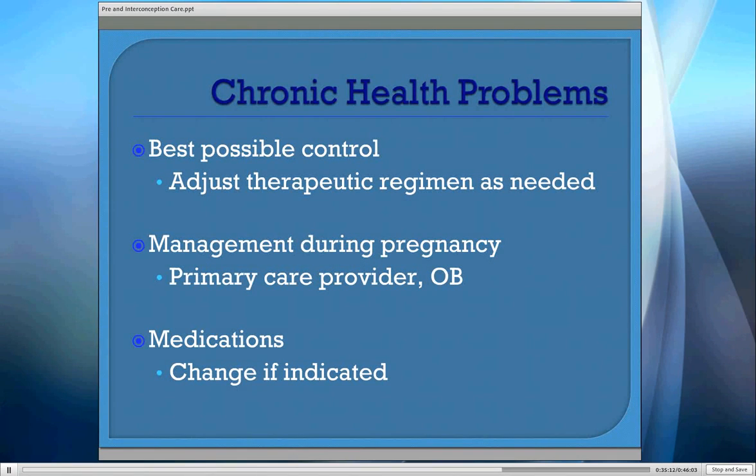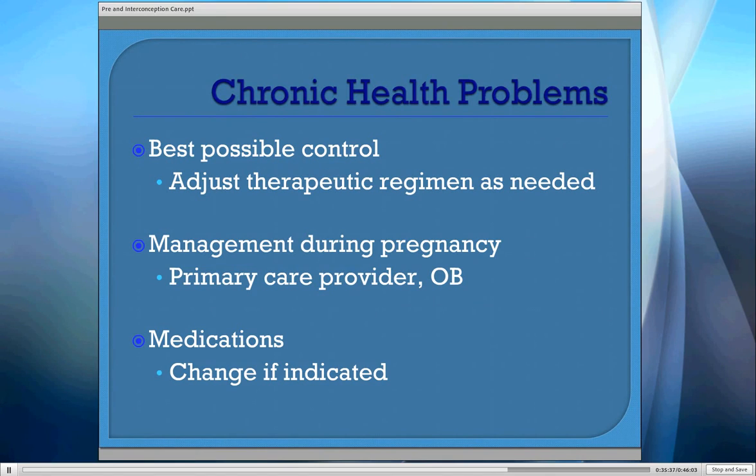For women with a chronic disease, the goal is the best control possible. A thorough assessment and review of the treatment regimen is indicated. If a condition is poorly controlled, the reason needs to be identified. Perhaps the regimen is too complicated or not comprehensive enough. And once identified, a plan to correct the problem can be developed.